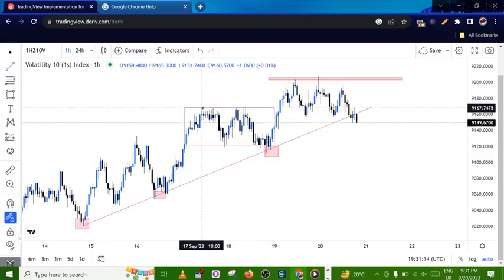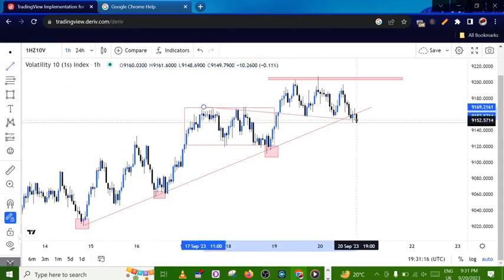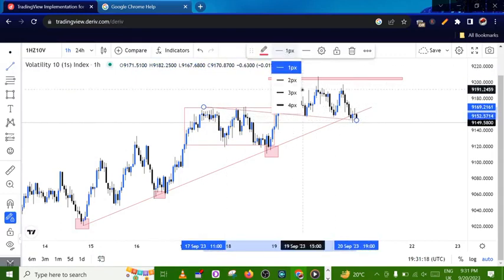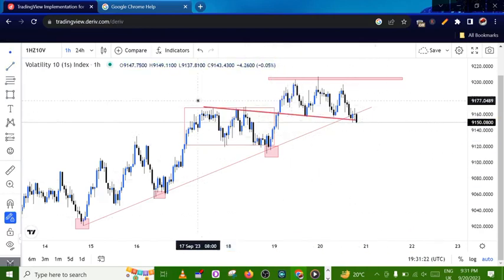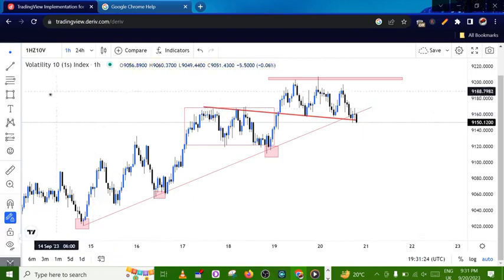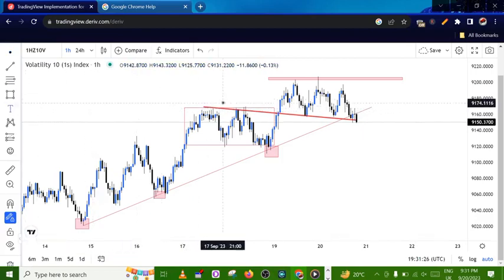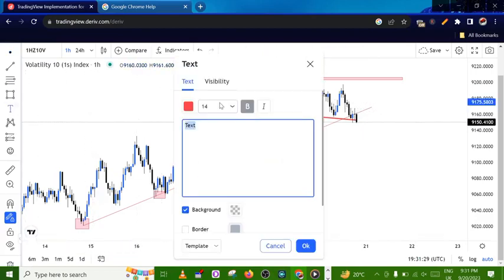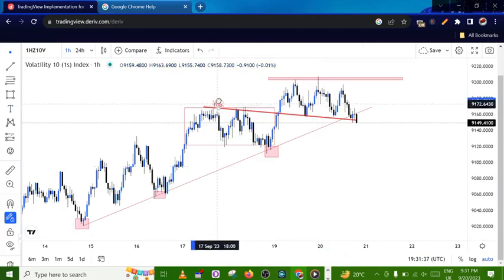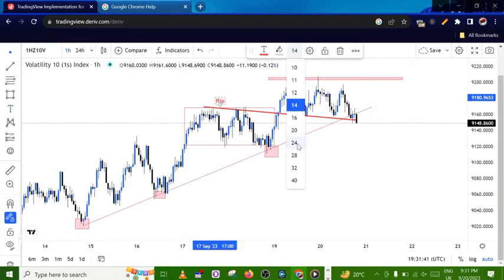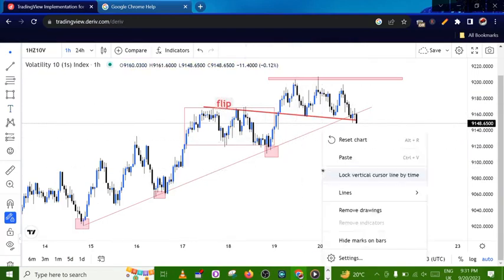We've got our flip zone from Volatility 10 Index, which is highlighted by this trend line here. Let me increase the pixels so that you can see. So we've got what you call our flip zone here. This is our flip zone from Volatility 10 Index. As you can see, guys, this is our flip zone where the previous resistance has been changed into a support zone.